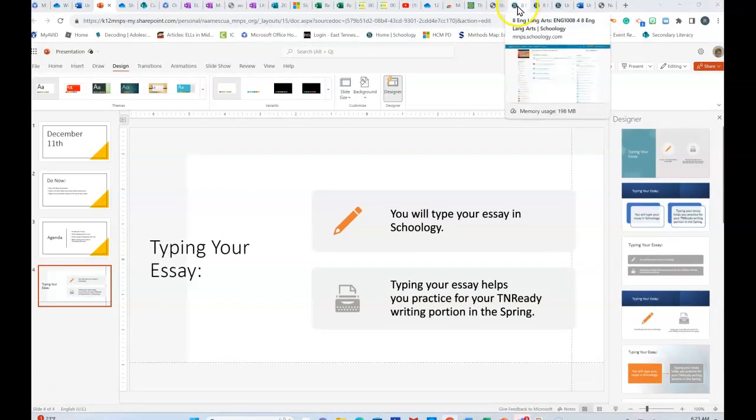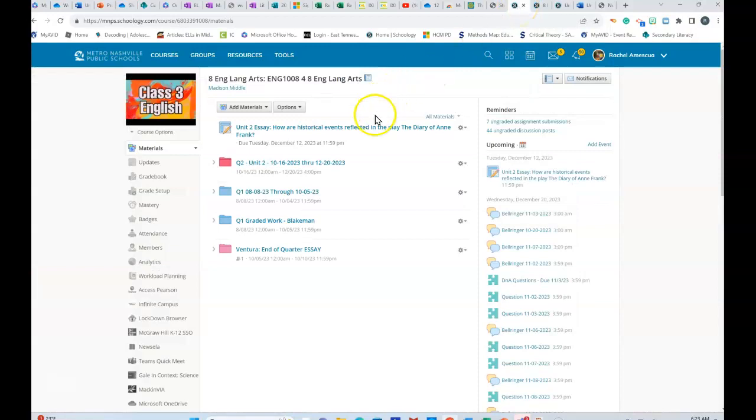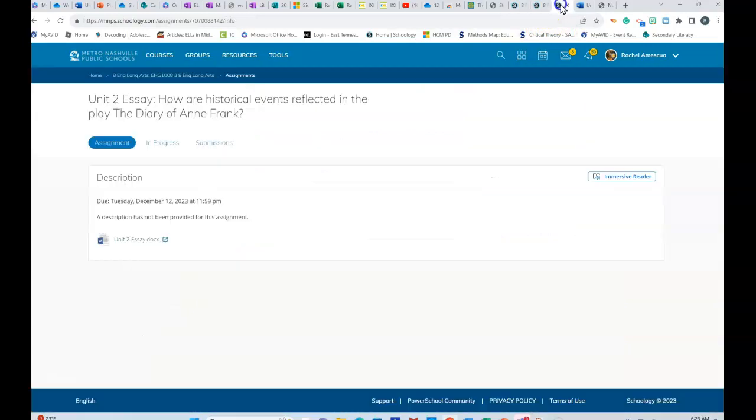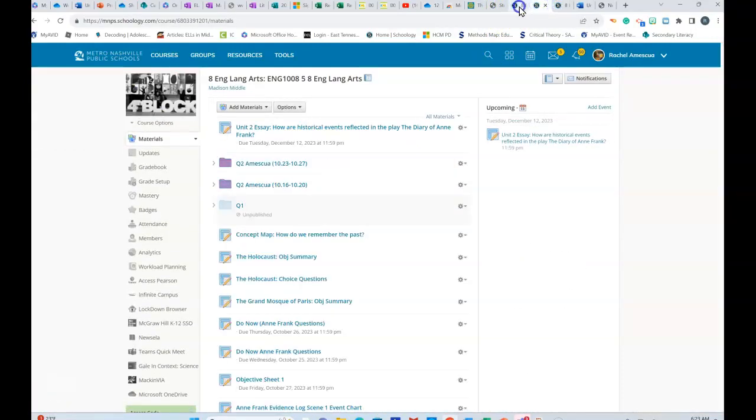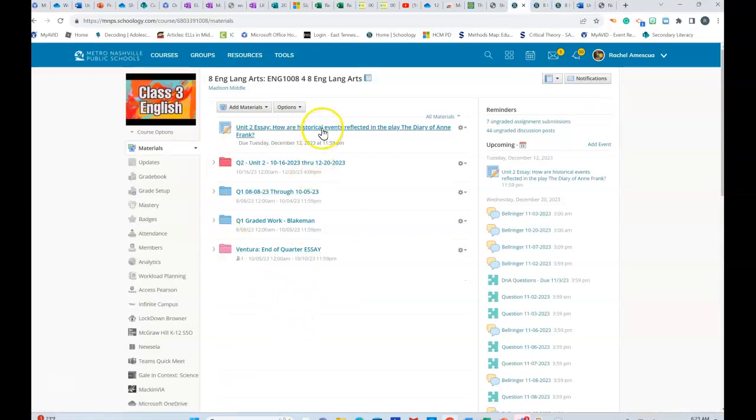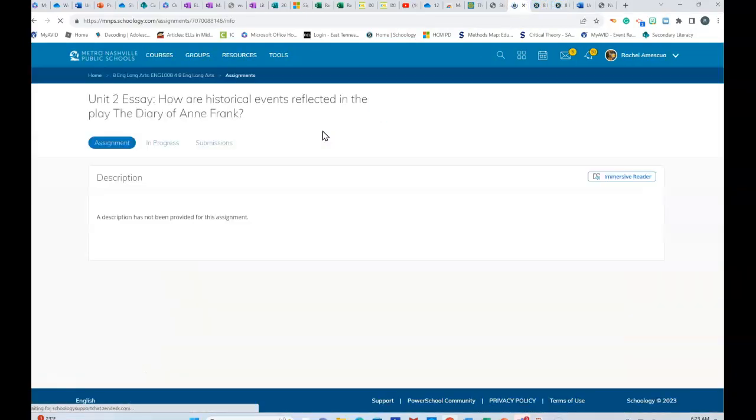So if you go to Schoology, your essay assignment is at the top of your Schoology page in your materials section. This is true for all 3 class periods. So you will click on this. There will be a place that says My Document. You will click on that. There will be a place here that says Edit.